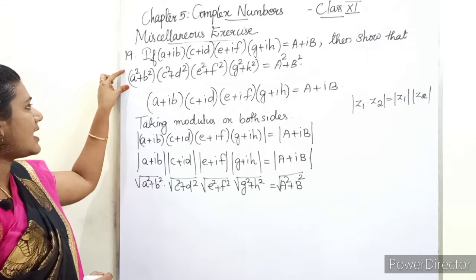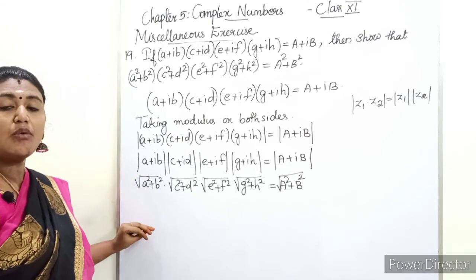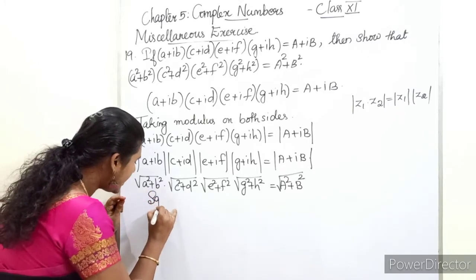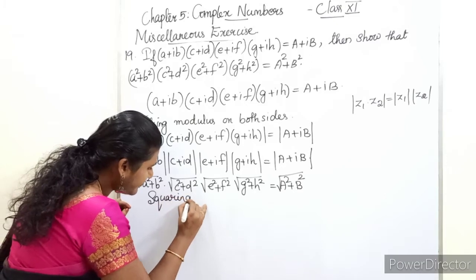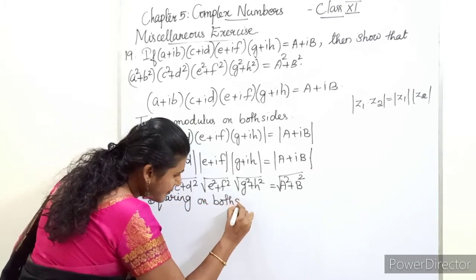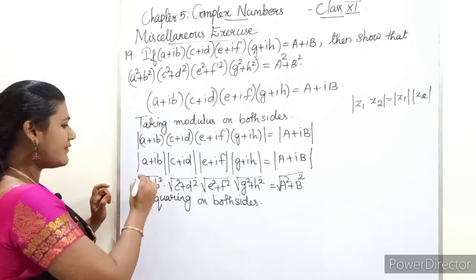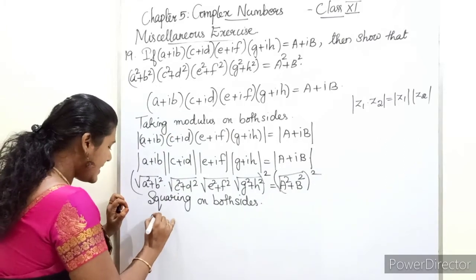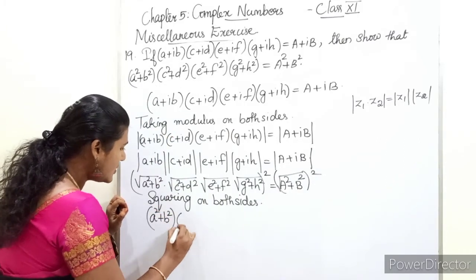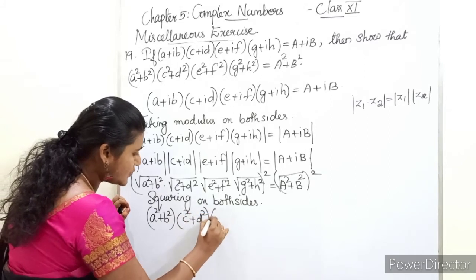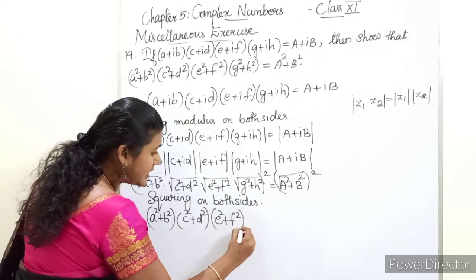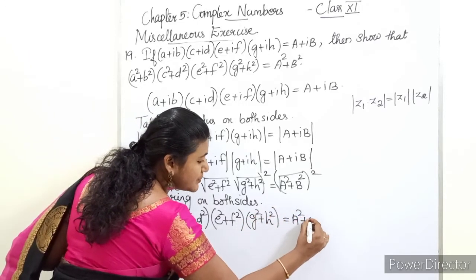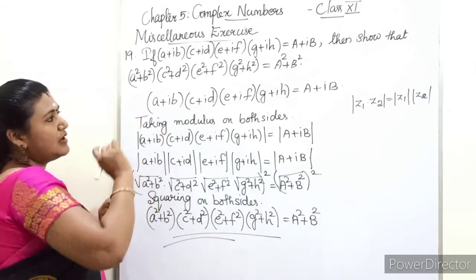Now if you see here in the answer we don't have a square root. So what do we have to do to remove the square root? Squaring on both sides. So when you square both the sides, what will you get? (a square plus b square)(c square plus d square)(e square plus f square)(g square plus h square) is equal to A square plus B square. So this is the result we had to prove.